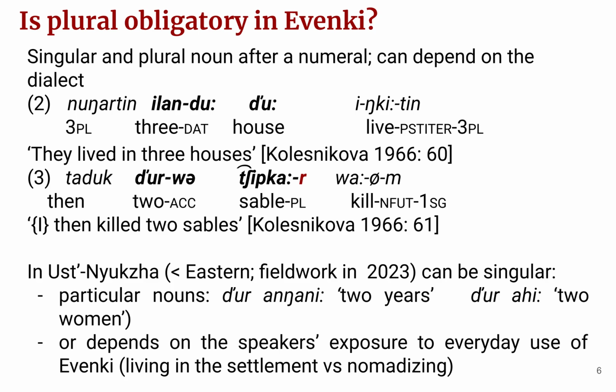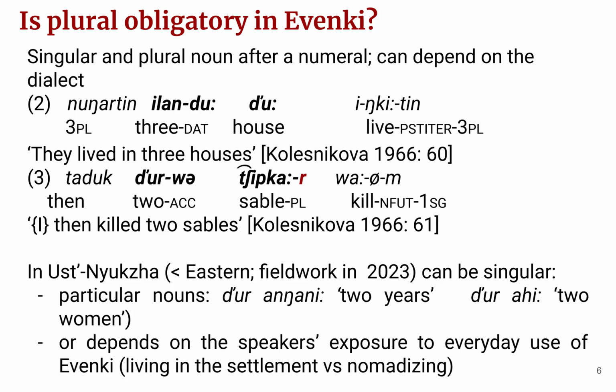We conducted an experiment in Ust-Nyugzhe, it's an Ayan dialect, and we found that certain nouns can be used in both plural and singular. Such nouns are angani, year, or ahi, woman. Both plural and singular is okay. Also, different speakers use different patterns, which depends on the speaker's exposure to everyday use of Evenki.